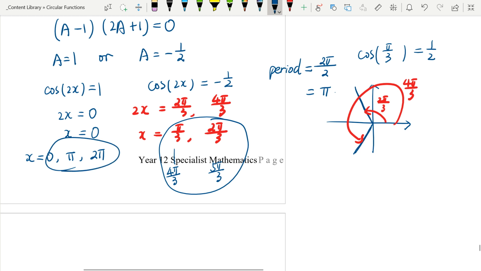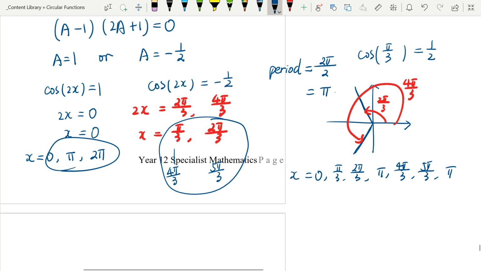Okay, so you can put them in order, like x equals 0, pi over 3, 2 pi over 3, pi, 4 pi over 3, 5 pi over 3, and 2 pi. So the final solution is x equals 0, pi over 3, 2 pi over 3, pi, 4 pi over 3, 5 pi over 3, and 2 pi.